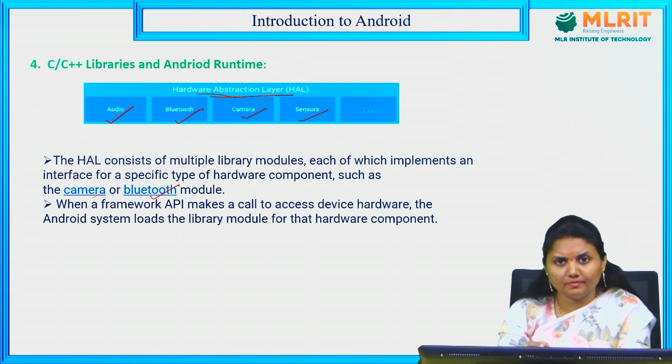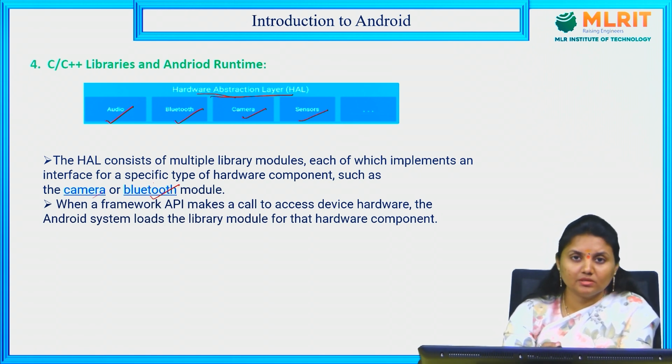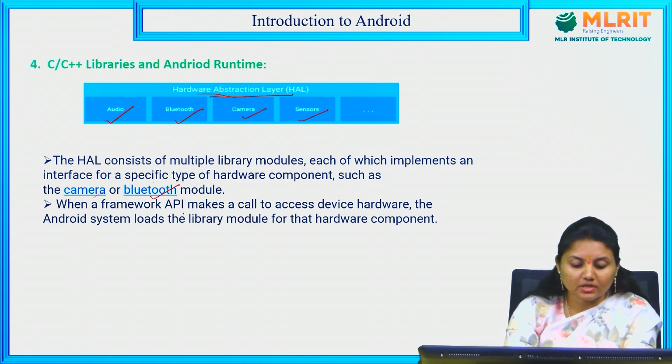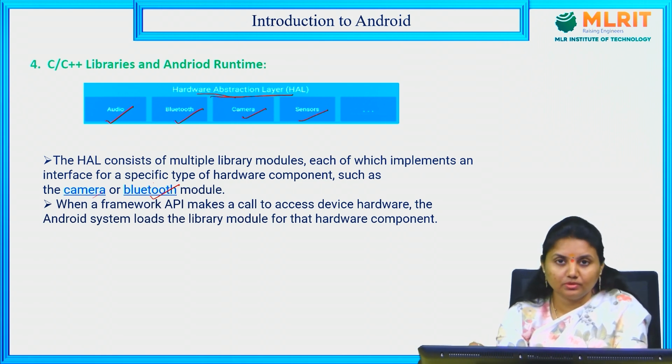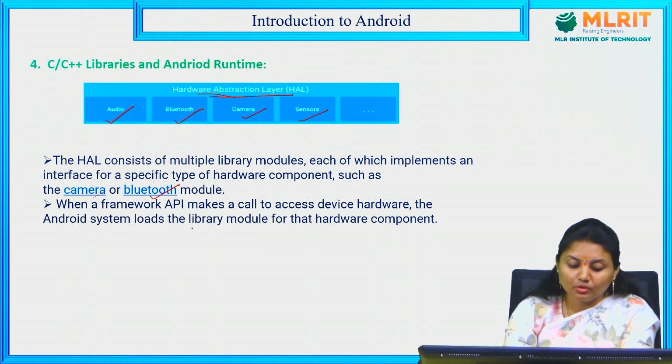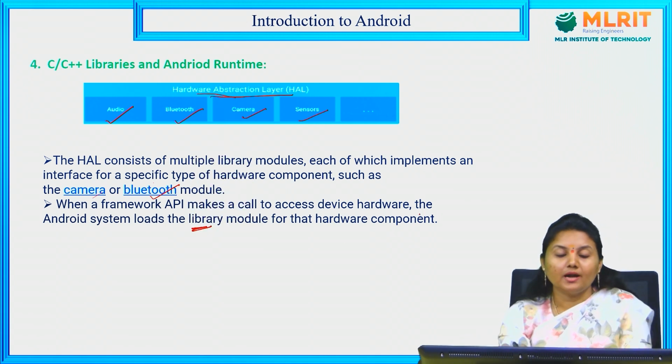Today we are all aware of these devices, so it is easy for us to understand. When my framework API makes a call to access the device hardware, when a framework accesses some particular hardware, say Bluetooth, that API is used for accessing it. So the Android system loads the library module for that hardware component.